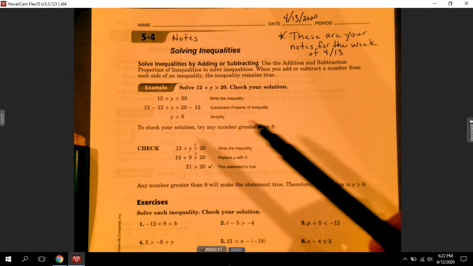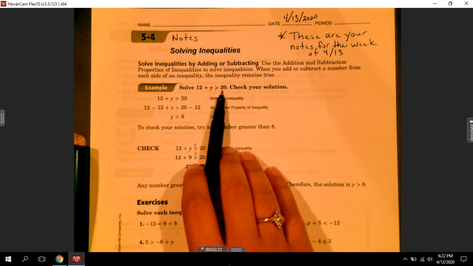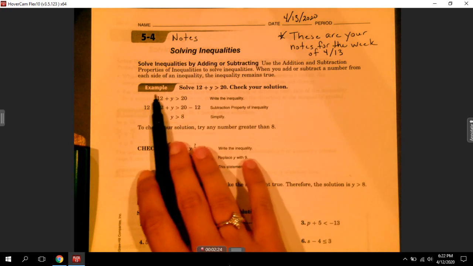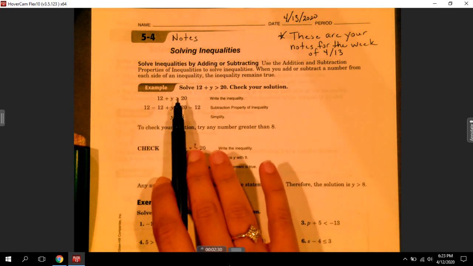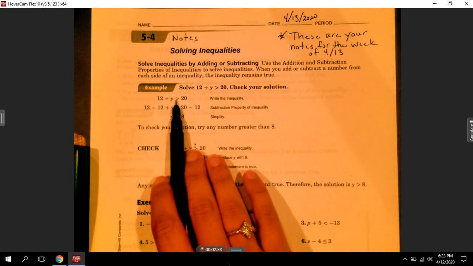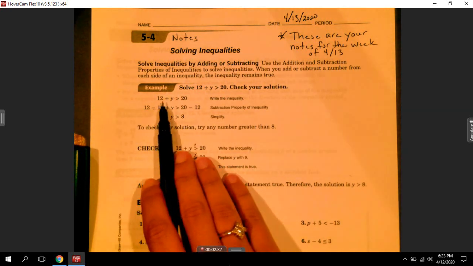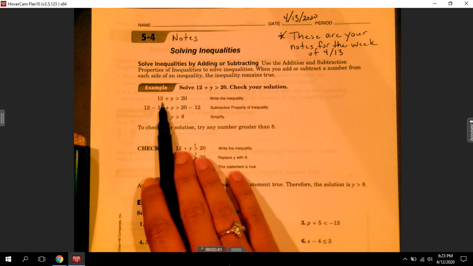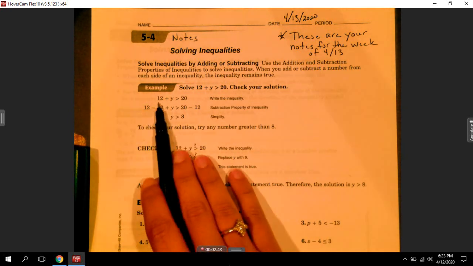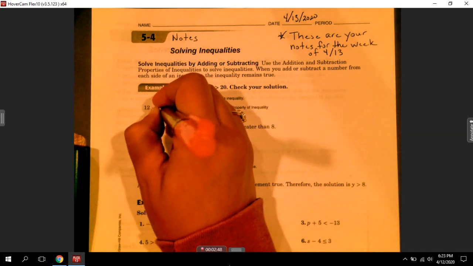Okay, so for example, we've got 12 plus y is greater than 20. Just like we said, we basically pretend that this is an equal sign, and then you just have a one-step equation. So we want to solve for y. We want to figure out, what is y? What would make this inequality true? So it's 12 plus y. Because this is a positive 12, we need to get rid of it or get it to the other side, so I'm going to do the exact opposite, which is to subtract 12. So that's what they're doing here.